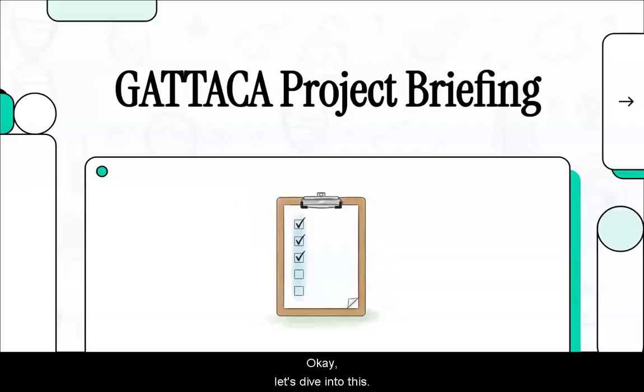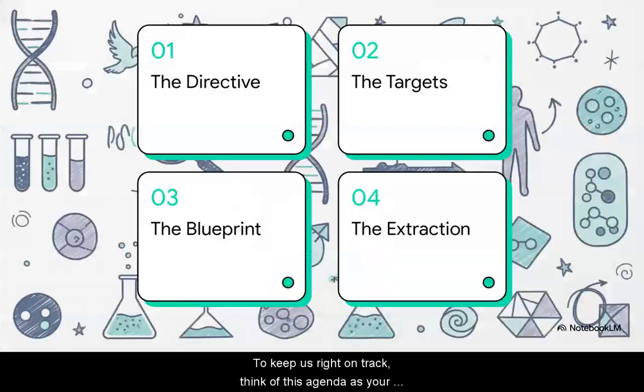Okay, let's dive into this. To keep us right on track, think of this agenda as your ultimate survival guide. We're going to cover 1. The directive, 2. The targets, 3. The blueprint, and finally, 4. The extraction. Let's keep it moving.